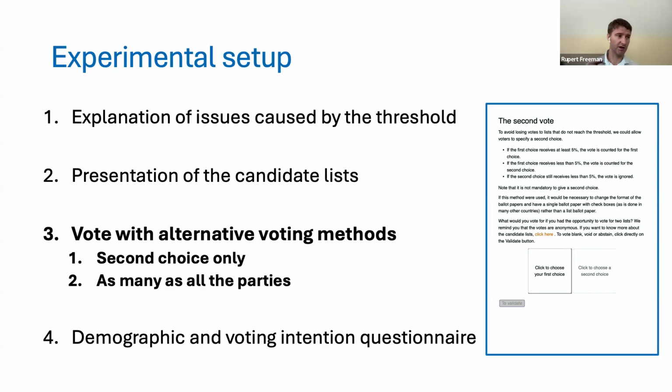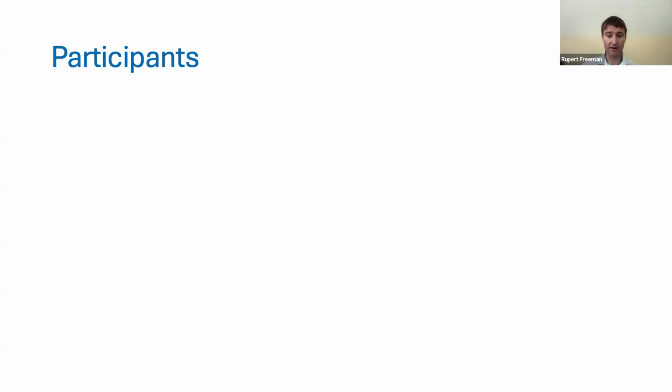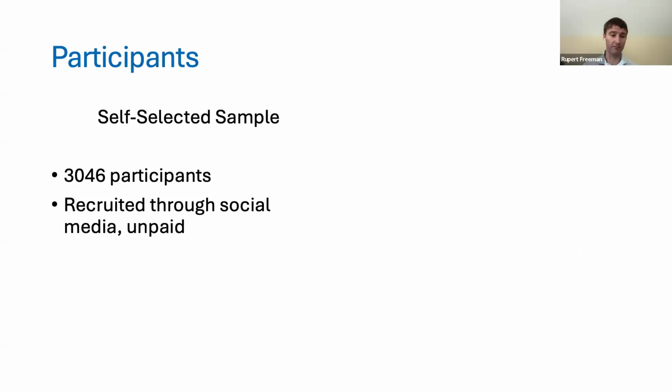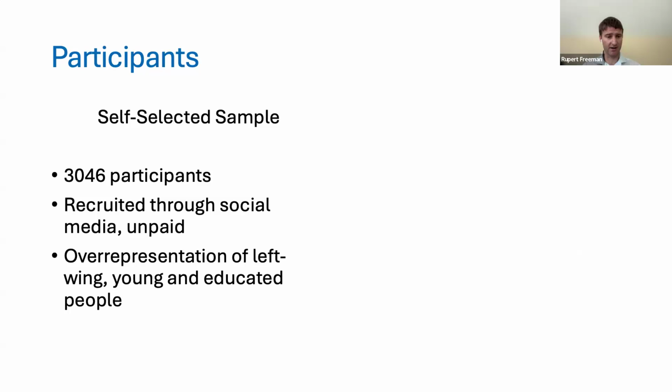We asked them to first give us a second choice and then give us a ranking of as many parties as they wanted. And the idea here is simply to compare how people vote and how the rules perform when we allow them these additional choices. We had two participant groups. We had a little over 3,000 people who opted in from social media recruitment. These people were unpaid. They tended to be left-wing, young, educated, the sort of people you might expect to complete the survey for free on their own time.